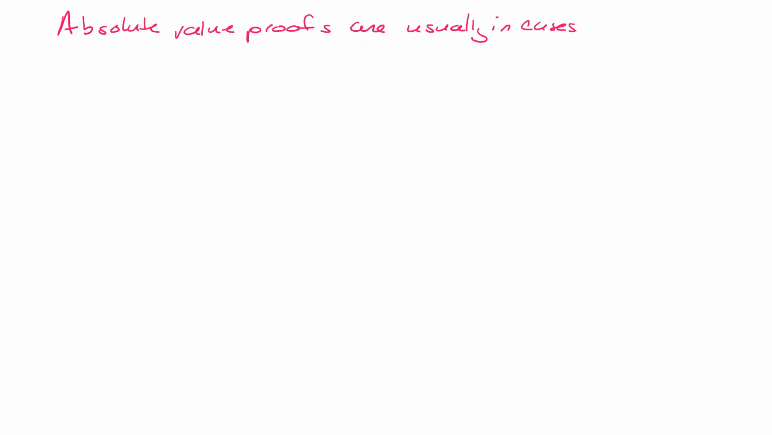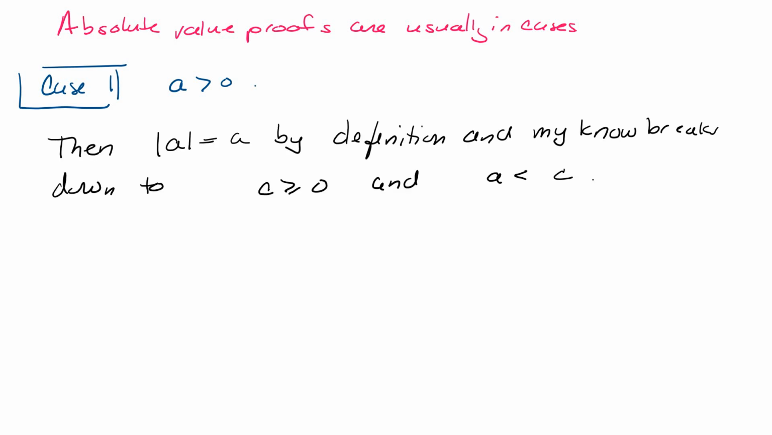Absolute value proofs are usually in cases, because the definition of absolute value is by cases. So I just went to case one. What if A is bigger than 0? Then absolute value is A by the definition. I know I don't have it on the slide, but most of you are taking notes, so you have it in front of you. The definition of absolute value is sitting there, so you just pick it off. Absolute value of A is A by definition.